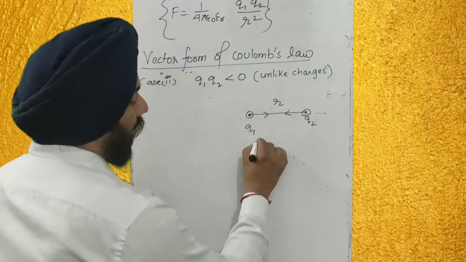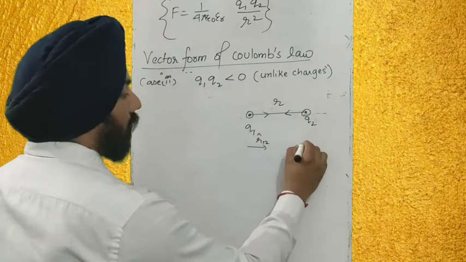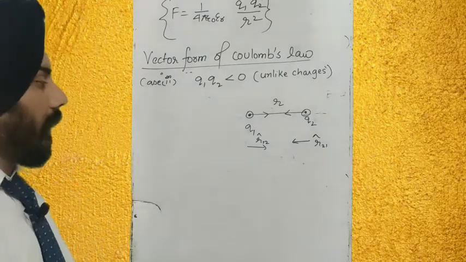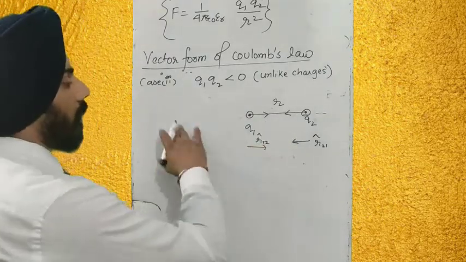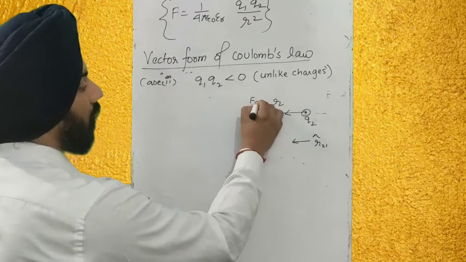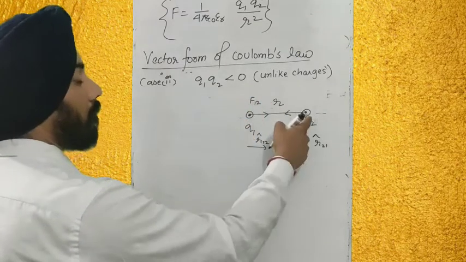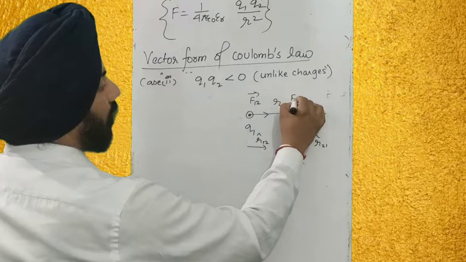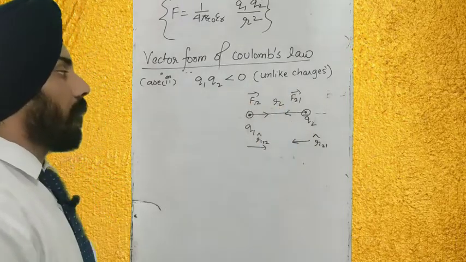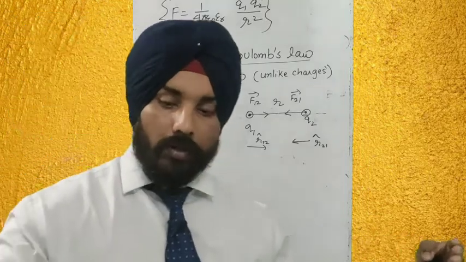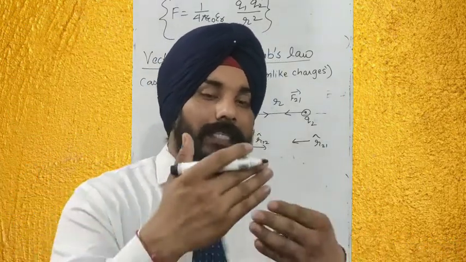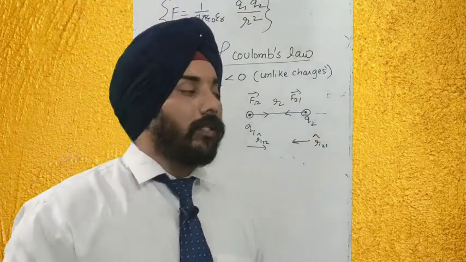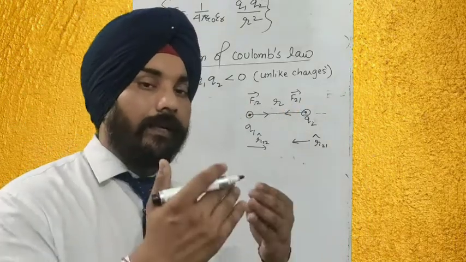Unit vector R12 and unit vector R21 will have the same direction. We are taking these unit vectors just to represent the direction of force. But here, the force on Q1 by Q2, F12, will be toward Q2, and F21 will be toward Q1. The direction of force is now changed. Why is it changed? Because Q1 and Q2 are unlike charges. Now they are attracting each other, so this force is attractive in nature.